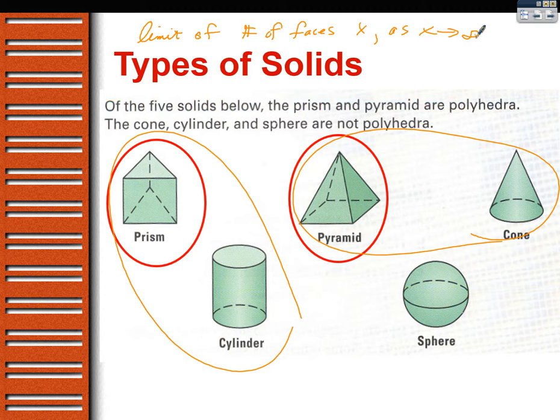And how do you think people actually got things like the area of a circle? Have you ever thought about that? How do you come up with the area of a circle?